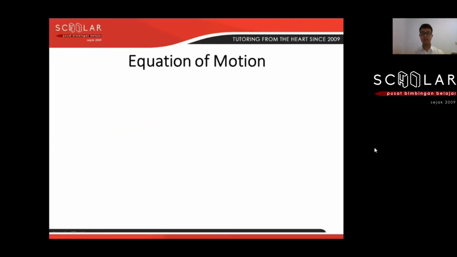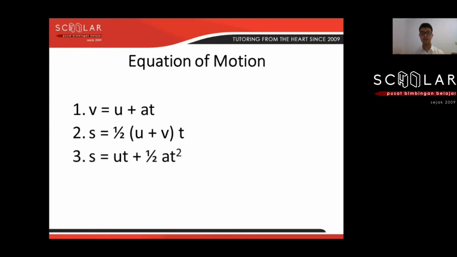First equation of motion, v equal to u plus at. Second, s equal to half times u plus v times t. Third, s equal to ut plus half at squared. And fourth, v squared equal to u squared plus 2as.